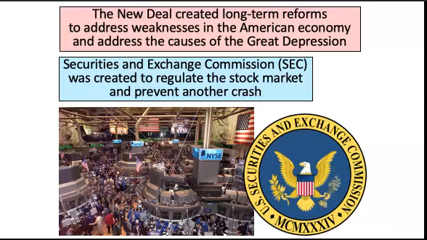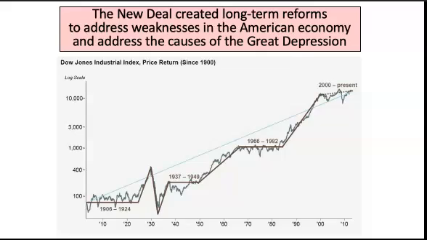Now, the New Deal also wanted to create long-term reforms to address weaknesses in the American economy and address the causes of the Great Depression. For instance, they created the Securities and Exchange Commission. This was going to regulate the stock market to help prevent another crash. And we can see that they did a pretty good job of this. Notice we've got the stock market crash here, but then for the most part, the markets have just continued to go up since then.